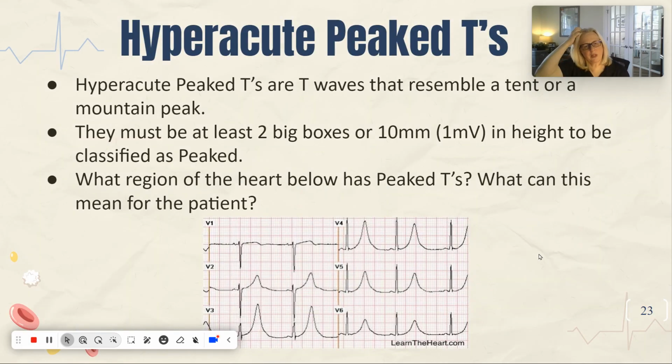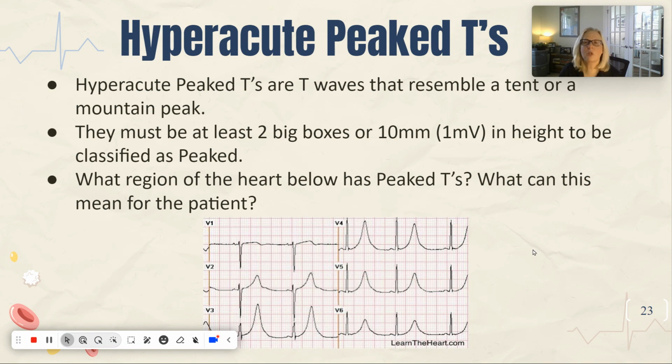All right, so hyperacute T waves. We're almost done with this section, guys, and then you can take a break. So the hyperacute peaked Ts resemble a tent or a mountain peak. I kind of had told you this before already. They must be at least 2 big boxes high, so 10 millimeters in height. So 1 box is 5 mils and 2 is 10.